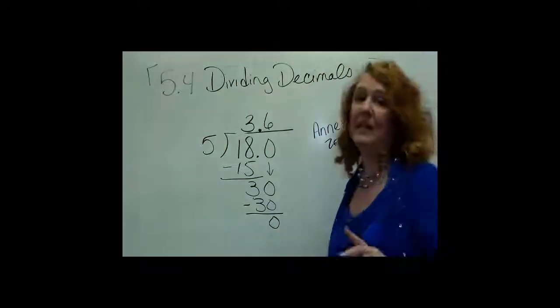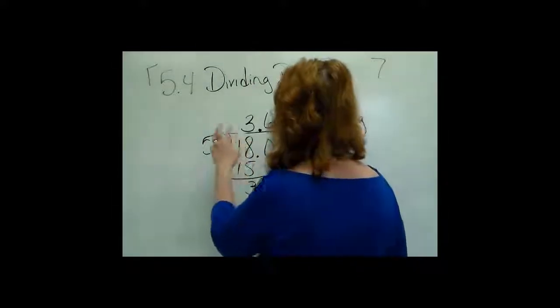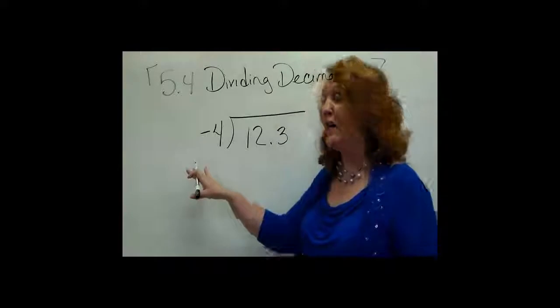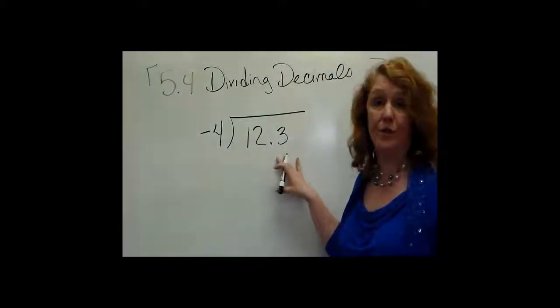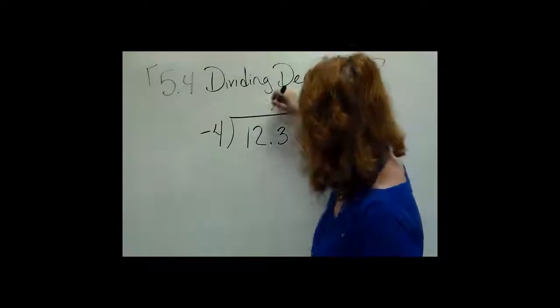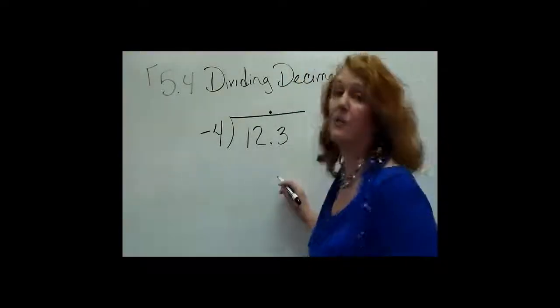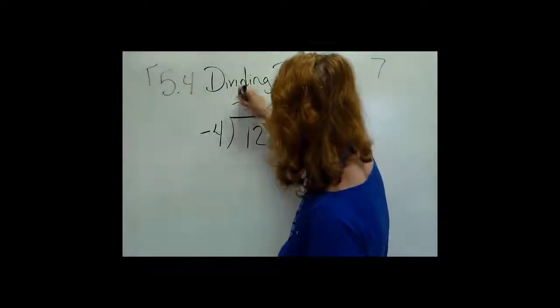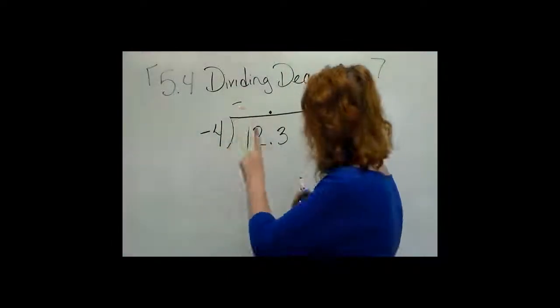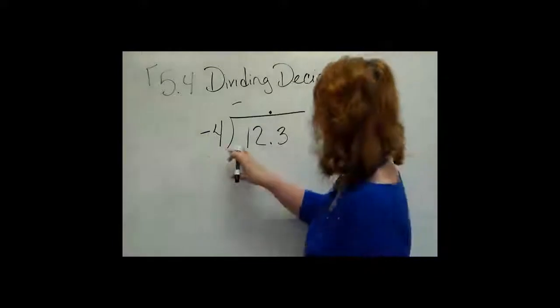What happens if I've got a decimal already in my number? Let's say I've got -4 that goes into 12.3, 12 3/10. I'm going to start by putting that decimal right above here where it goes. And I know that my answer is going to be negative because a positive divided by a negative is a negative. So we're going to start with 4 doesn't go into 1.